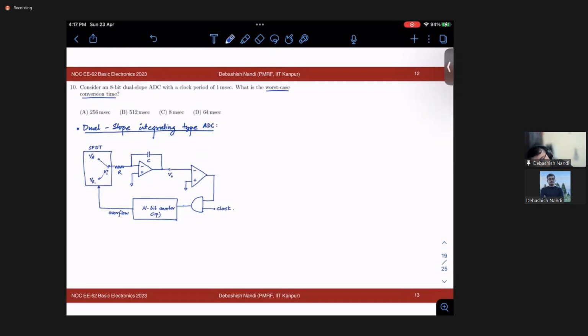Just for the sake of it, let me mark that this is an integrator block, fine, and this is a comparator block. Comparator, integrator. Okay, and also for flexibility, let me add a switch here. Okay, so how does this work?